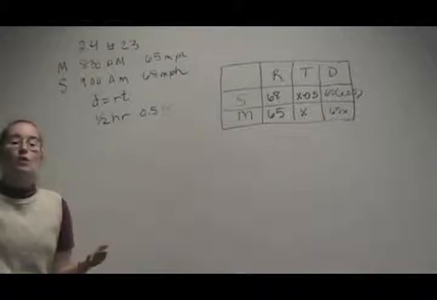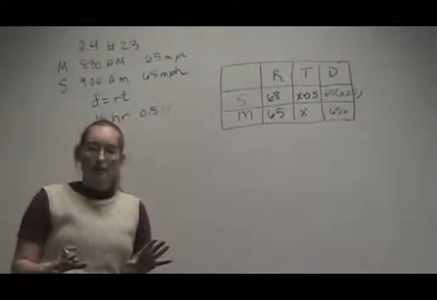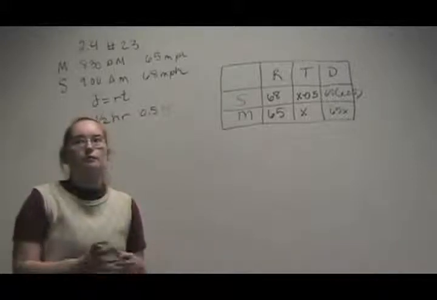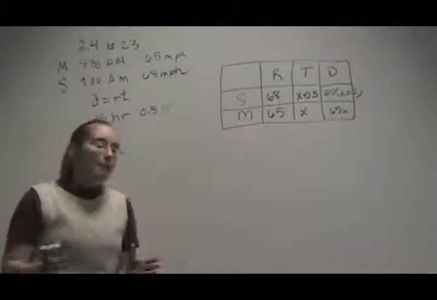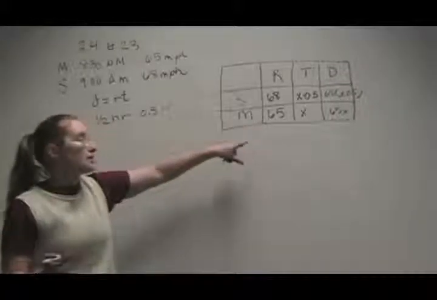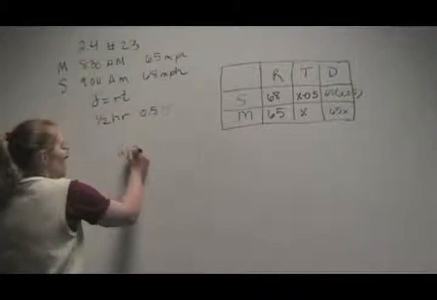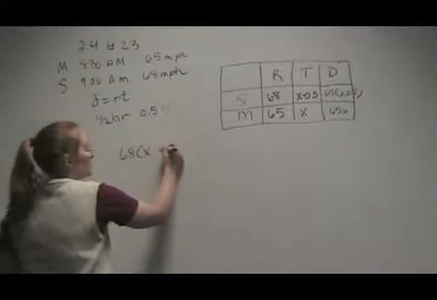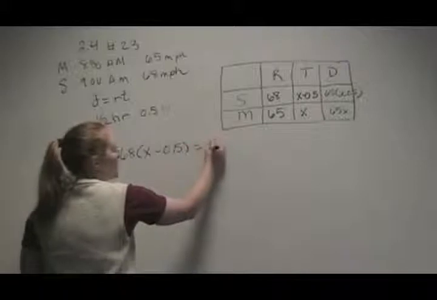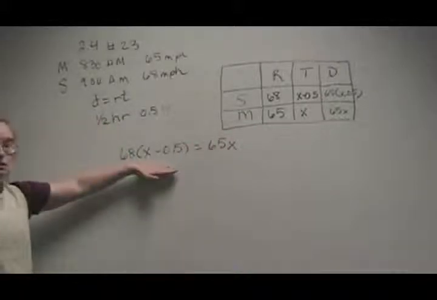Now, we want to know when they're going to catch each other. When they catch each other, they're at the same place, say, Atlanta, Georgia. That means that they've gone the same distance. So these 2 distances that we just wrote have to equal each other. That's going to be our equation: 68 times (x minus 0.5) equals 65x. Now, all we have to do is solve for x.